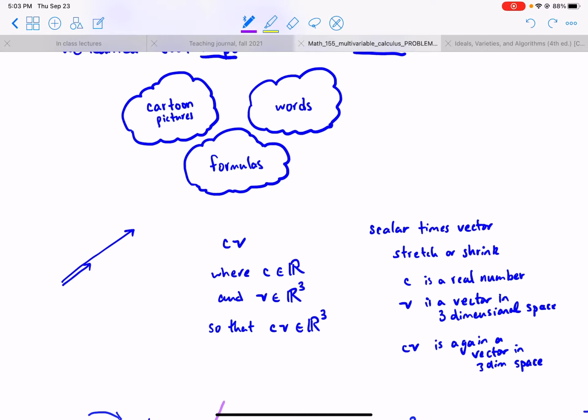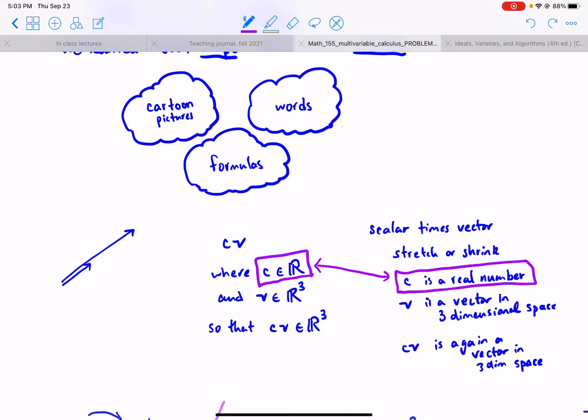Okay, so here you can sort of see the cartoon of stretching a vector or shrinking a vector, which is really a scalar multiple times a vector. And here we see, here's a formula. It's sort of a shorthand way to write this. So these mean exactly the same thing. It's just that the formula is easier to write because it's shorter.